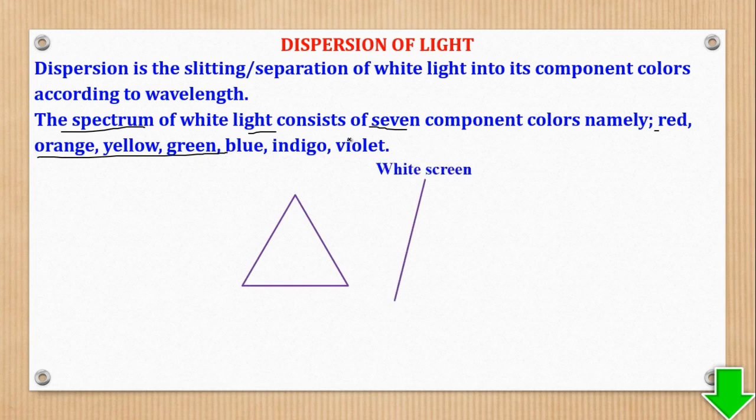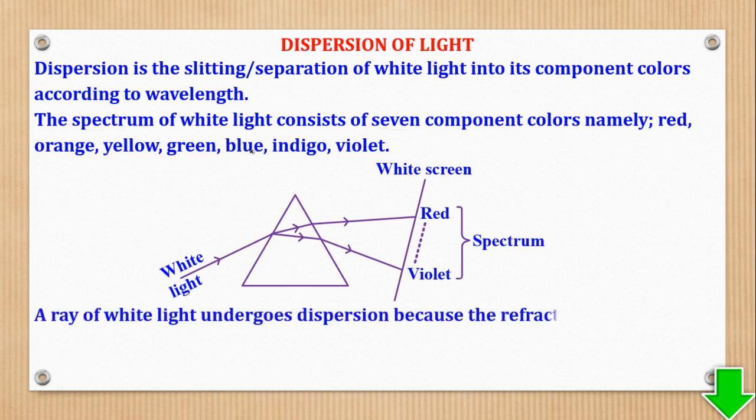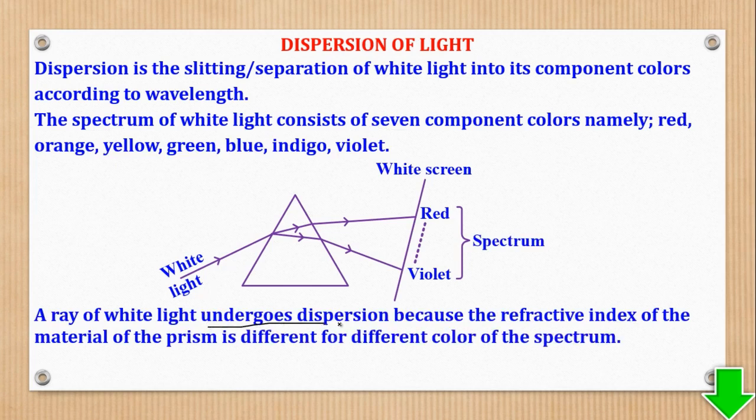So when white light passes through the prism, it will be split into its component colors. We start with red and end with violet. So along the way, these are the colors which are there. Should I just put dashes? So in this case, a ray of white light undergoes dispersion, and why is that? Because the refractive index of the material of the prism is different for different colors of the spectrum. For each color has its own refractive index. Red has its own, violet has its own, blue, green, yellow, each one has its own refractive index, therefore there will be dispersion.